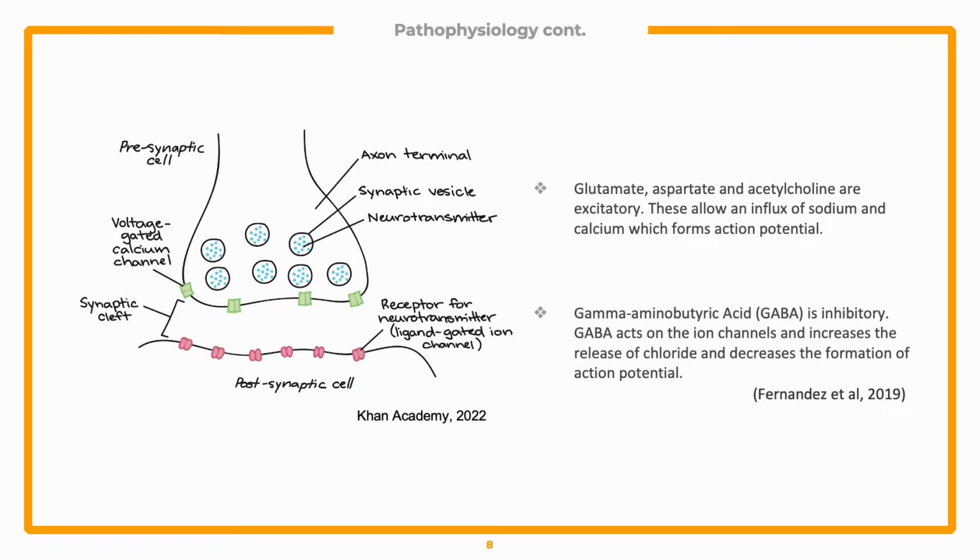Let's review the neurotransmitters involved, these being glutamate, aspartate, and gamma-aminobutyric acid, or GABA for short. Glutamate is an excitatory neurotransmitter, and GABA is an inhibitory neurotransmitter. GABA acts on the ion channels and increases the release of chloride and decreases the formation of action potential. Glutamate, along with aspartate and acetylcholine, allow for the influx of sodium and calcium, which allows for the formation of action potential.